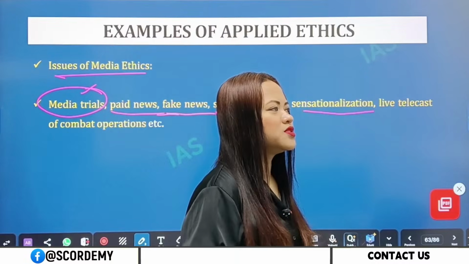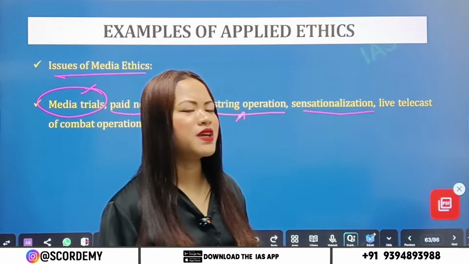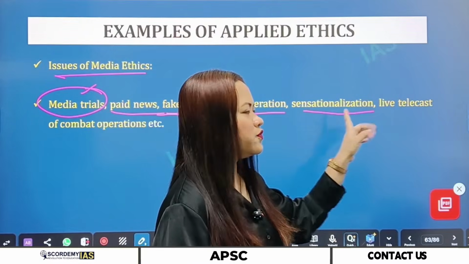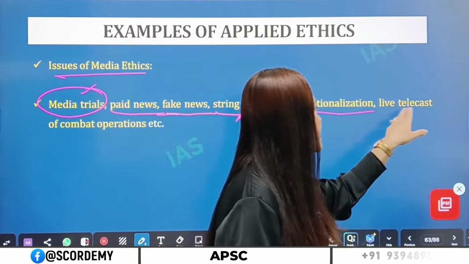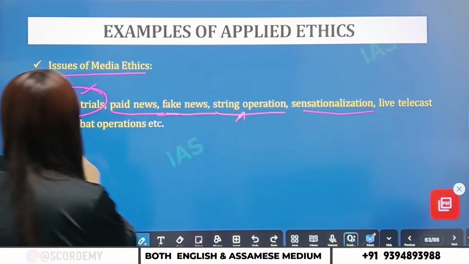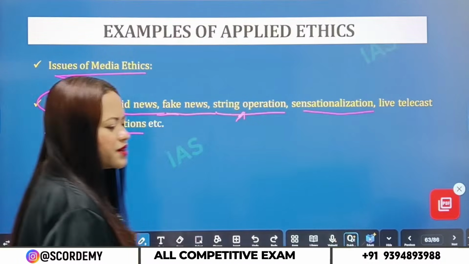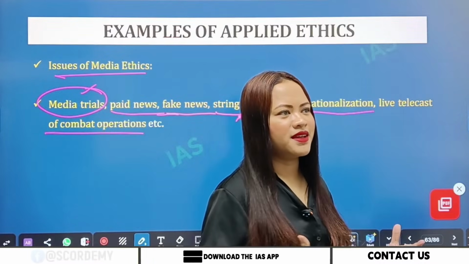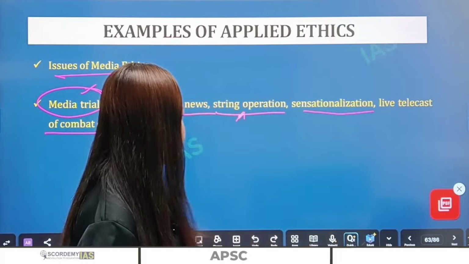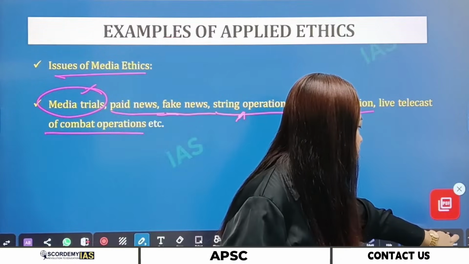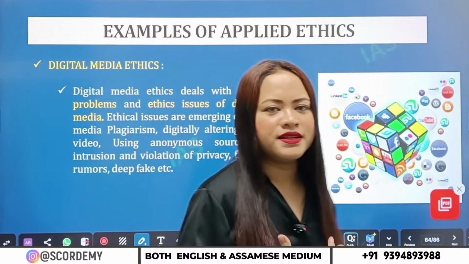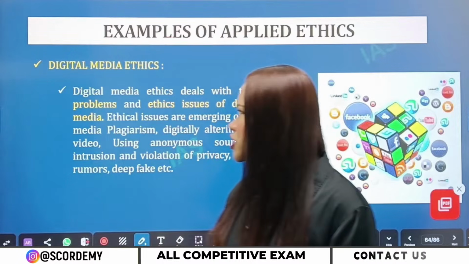Talking more about giving clickbaits and gossip and scandal instead of focusing on real issues. Then there's live telecast of combat operations where a nation's security is treated as a live entertainment show instead of thinking about the protection of the nation. It hugely compromises the safety and security of a nation when a media does that.